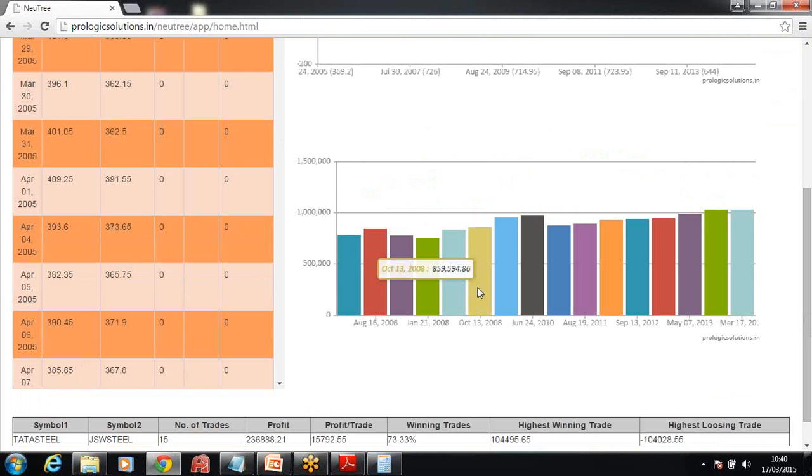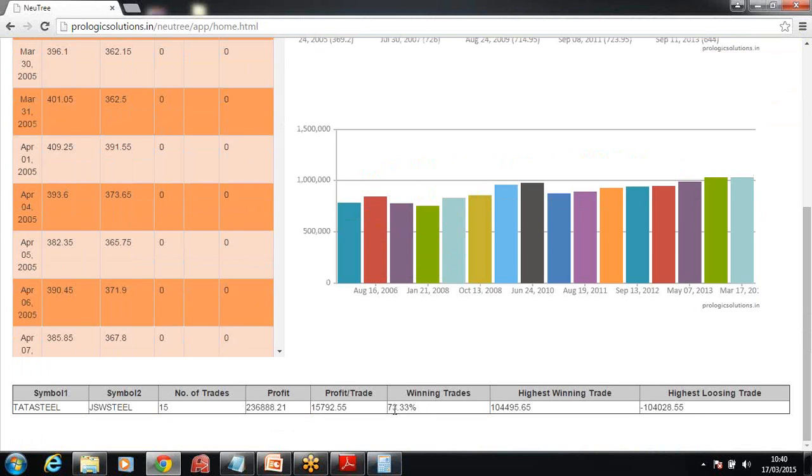Now let me just check the winning trades. Now the winning trades is 73%. We had 15 trades, 73%. So the highest winning trade is around 1 lakh rupees and the highest losing trade is also 1 lakh rupees. But when I calculate this particular strategy, you are taking almost all the trades, you are not leaving any trades. So your overall 73% beats these losing trades. You are seeing the highest winning trades also.